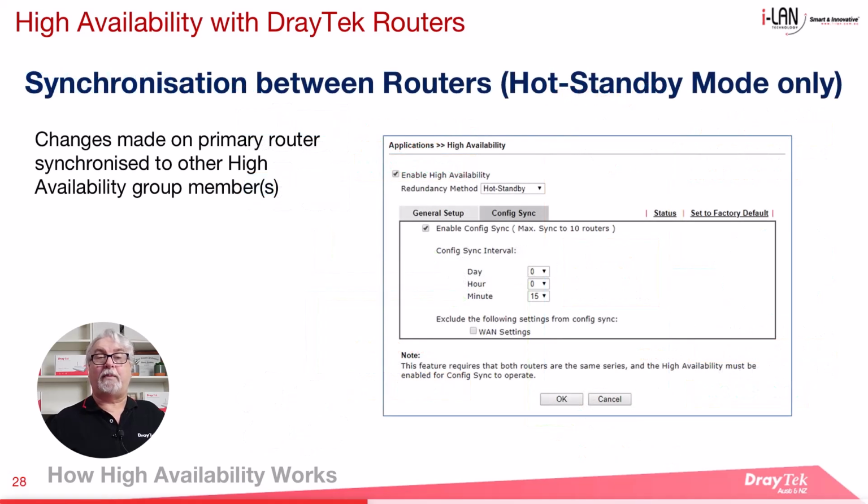When using hot standby mode, you can enable config sync to synchronize the primary router configuration to the other routers in the high availability group. In this example, we have the config sync set to 15 minutes, so if we change any of the settings on the primary router, every 15 minutes those settings are going to synchronize to the other routers in the high availability group.